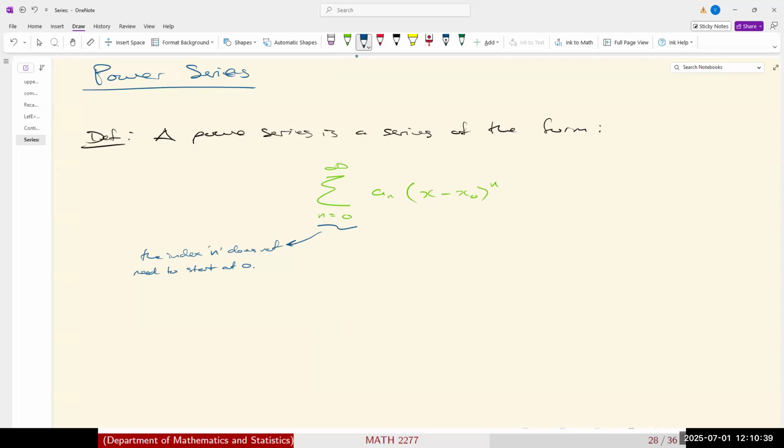So the first thing to notice is if you come across a power series where the index n does not start at 0, don't panic. It's still a power series. It just doesn't start at 0. That's okay.